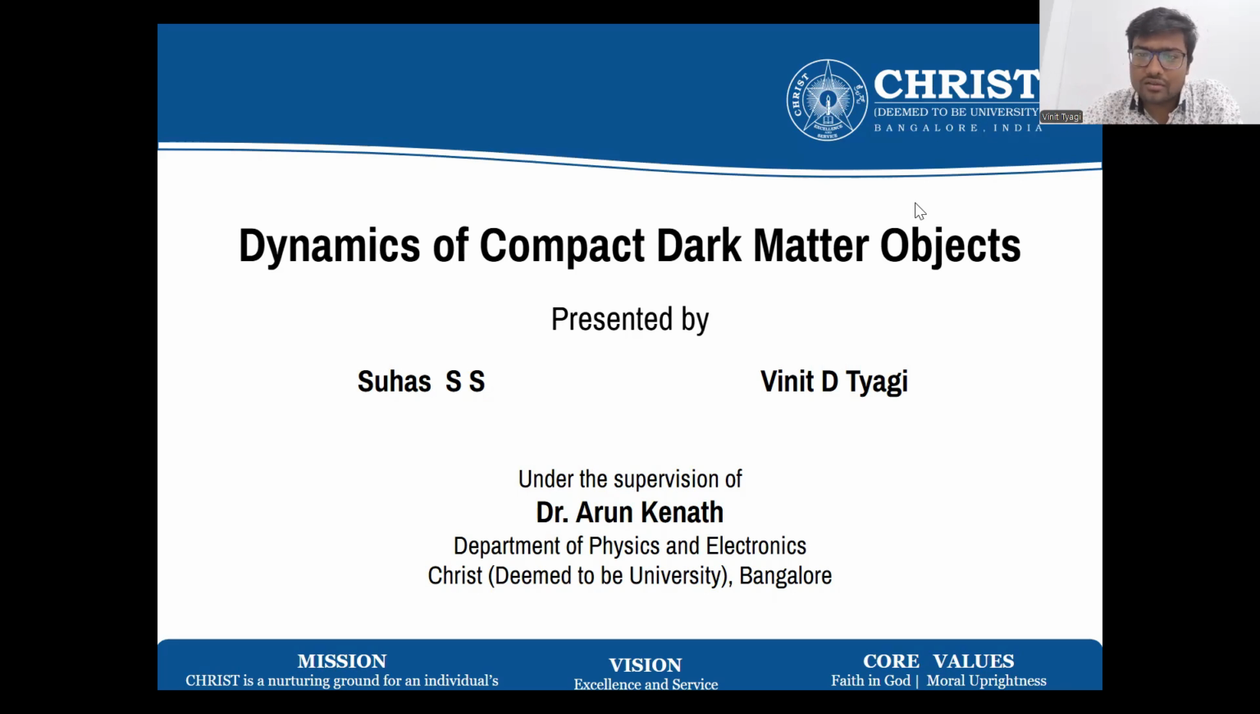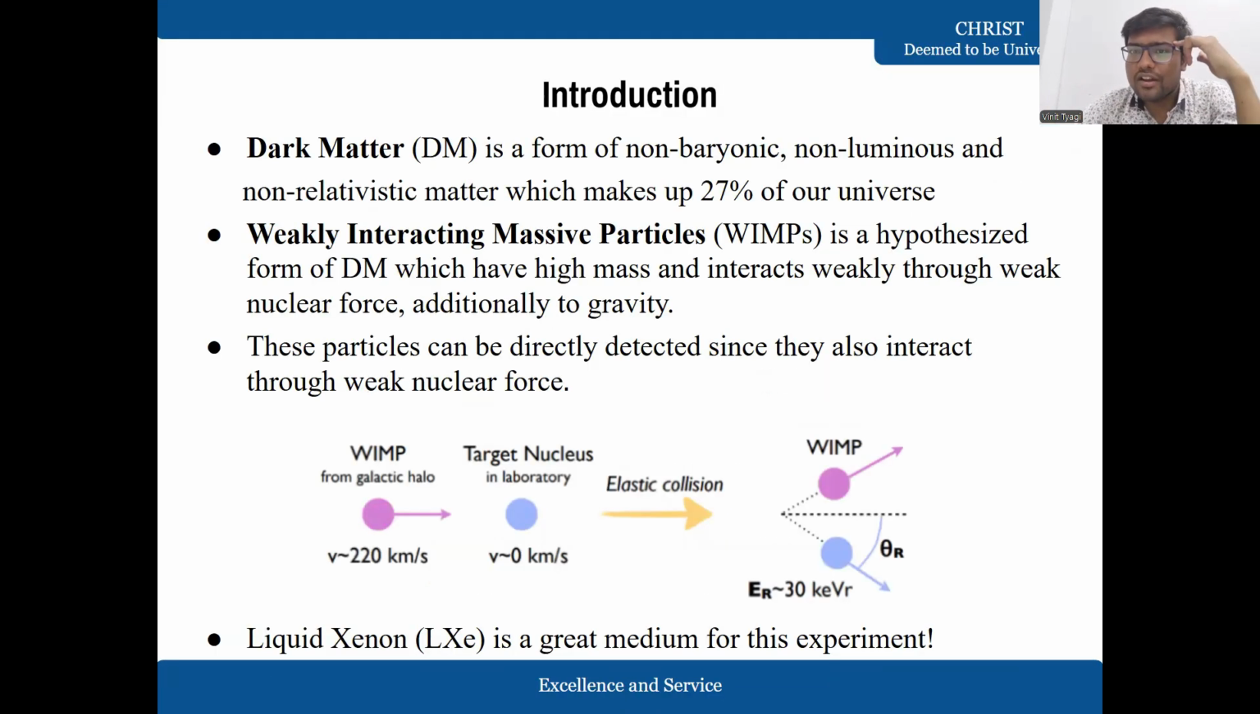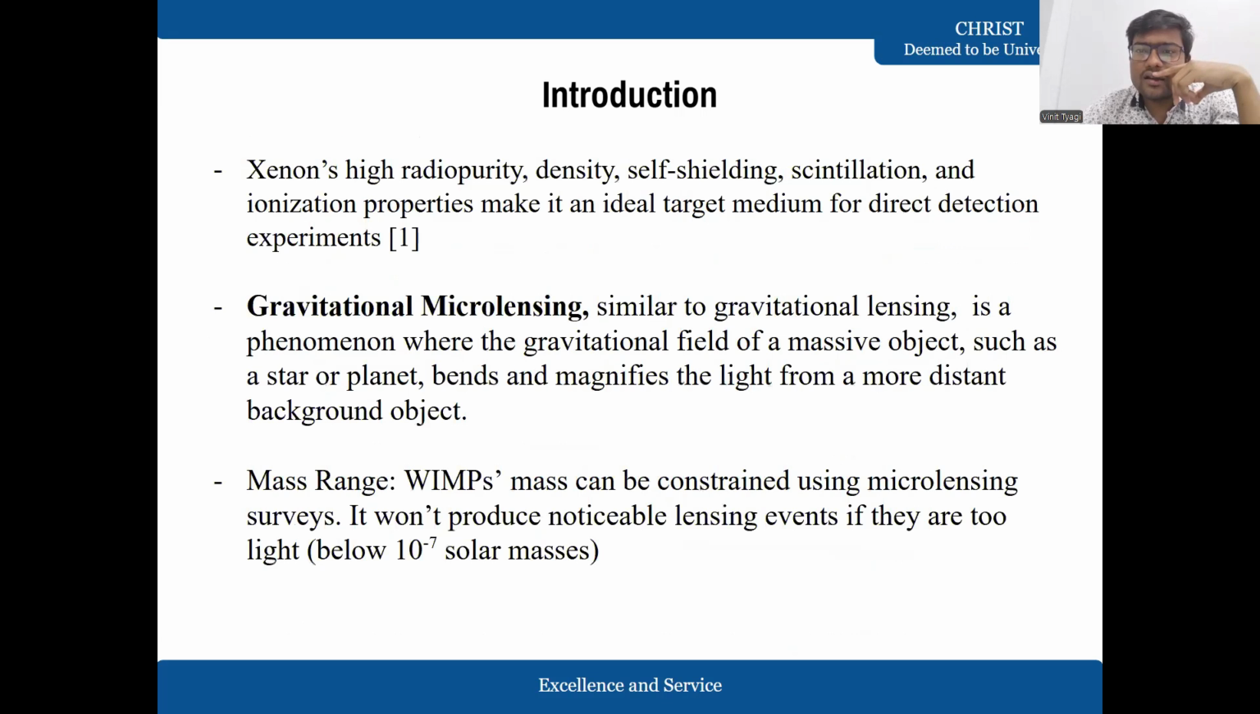Just to begin with, we know that dark matter is non-baryonic matter, which does not interact with light. It only interacts gravitationally, and it makes up 27% of our universe. Here we are considering the candidate of dark matter as WIMPs, weakly interacting massive particles, which have a mass range from 10 gigaelectron volt to 1000 gigaelectron volt. We have tried to constrain the mass of these WIMPs. Some of our observational evidence is using liquid xenon, and another way of constraining is gravitational microlensing.